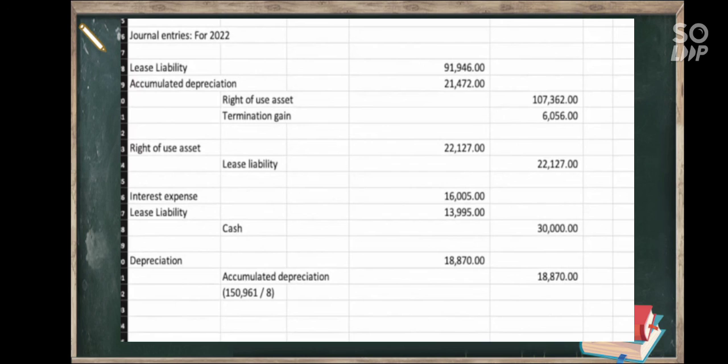So interest expense, debit 16,005, lease liability is 13,995 debit also, and then cash 30,000. Depreciation is 18,870 debit, and then accumulated depreciation 18,870 credit. So to arrive at that, we have to divide 150,961 by 8 remaining years.